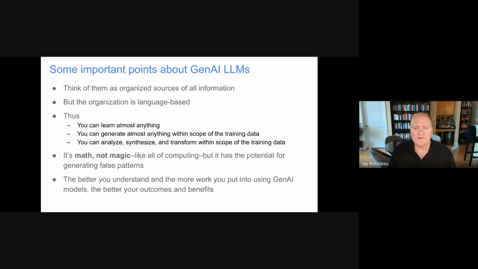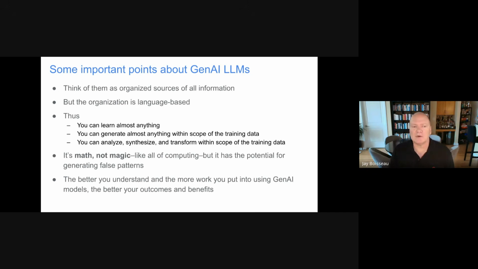So some important points about generative AI LLMs that will be useful to you as you think about these from a scientific computing context. Think of the model as an organized source of all information. That's powerful in and of itself. You're used to using things like Google search to find information that's out there on the web somewhere. In an LLM, all of that information has been used to train a model that can now act as a brain of all of that information and repeat that information back to you with a conversational interface.